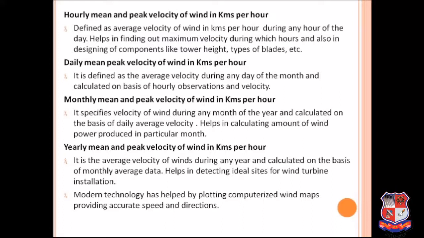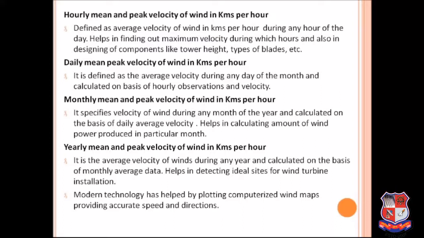The hourly mean and peak velocity of wind in kilometers per hour can be defined as the average velocity of wind in kilometers per hour during any hour of the day. It helps in finding out the maximum velocity during which hours, and also in designing of components like tower height, types of blades, etc.